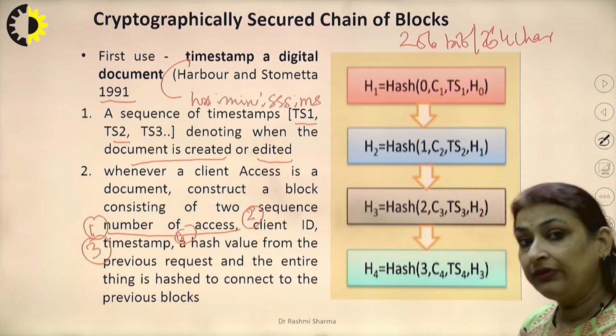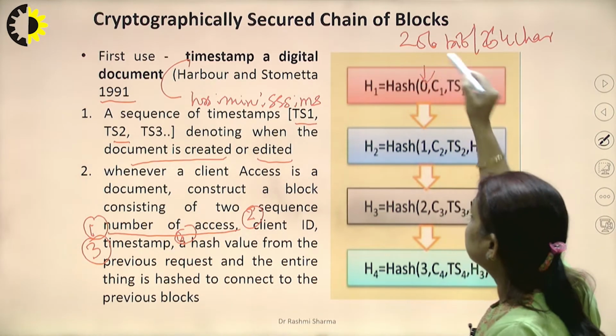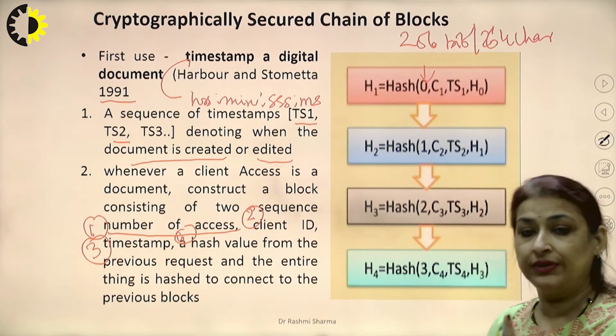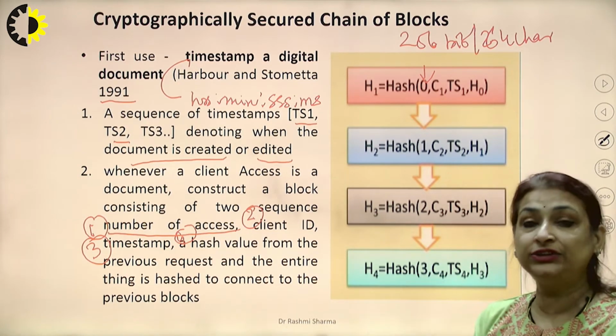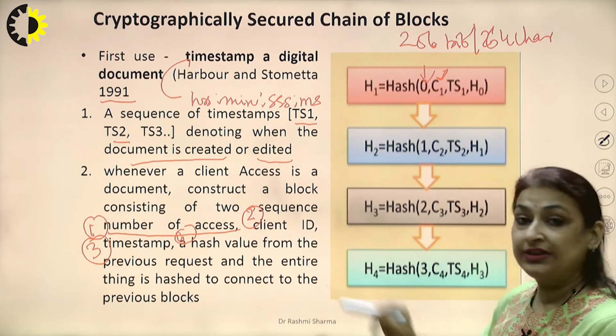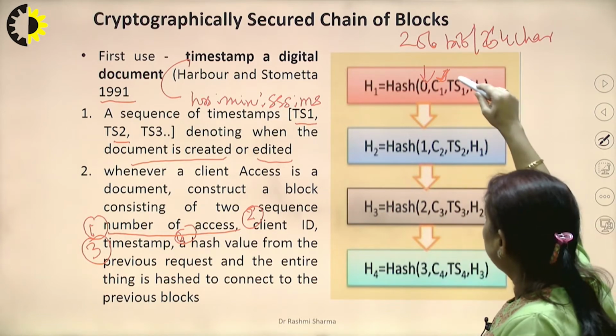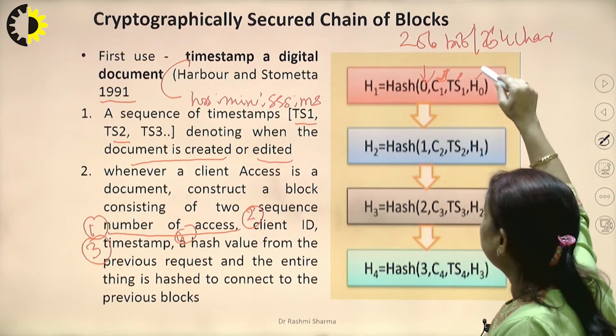See, when we are creating the first hash, we have this particular access ID as 0 because that was the first block, or the first hash which we are creating. Then this is the client. The second was the client ID. So it is the client which is doing it, at what particular timestamp, and this is the previous hash value.